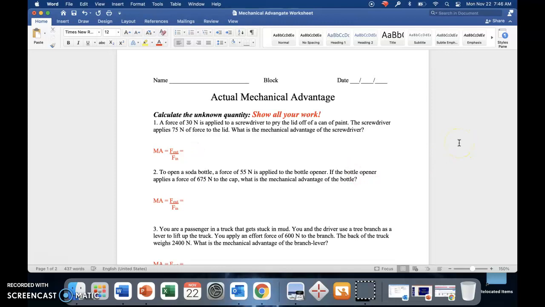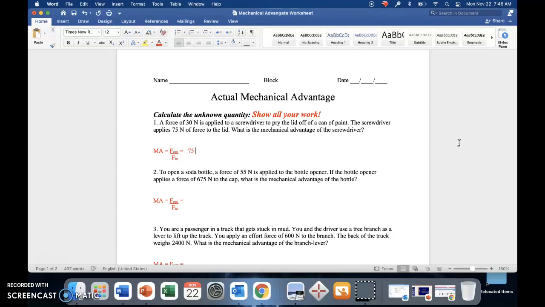If we look at this first problem, it says a force of 30 newtons applied to a screwdriver. The screwdriver applies 75 newtons of force to the lid. So in this case, the screwdriver is being used as a lever. What we're going to find out is the mechanical advantage of using the screwdriver as a lever. As we talked about in class, for mechanical advantage and forces, we can simply take the force out and compare that to the force in. So in this case, how much force was the screwdriver able to apply to the lid?